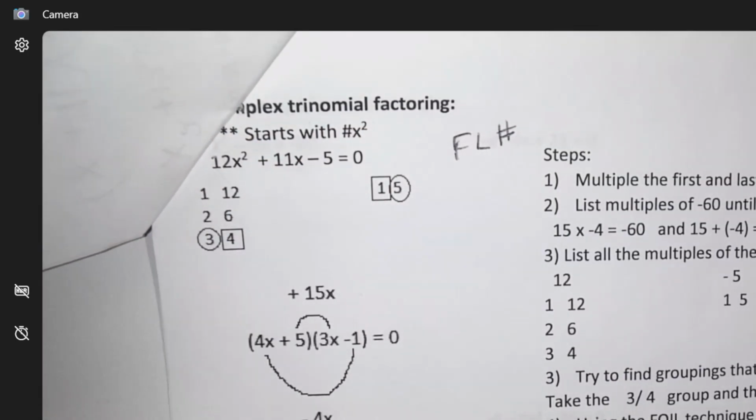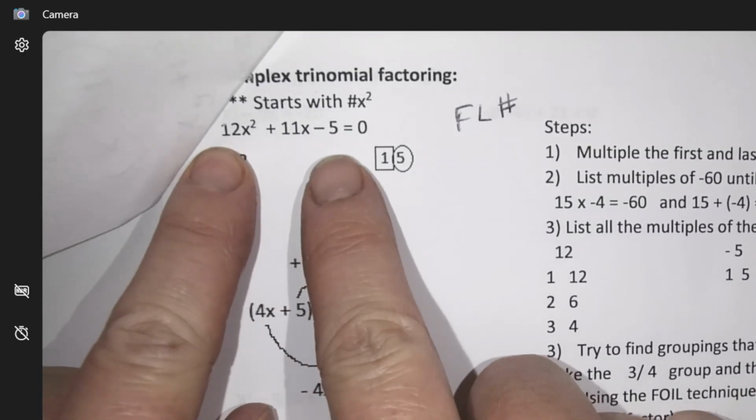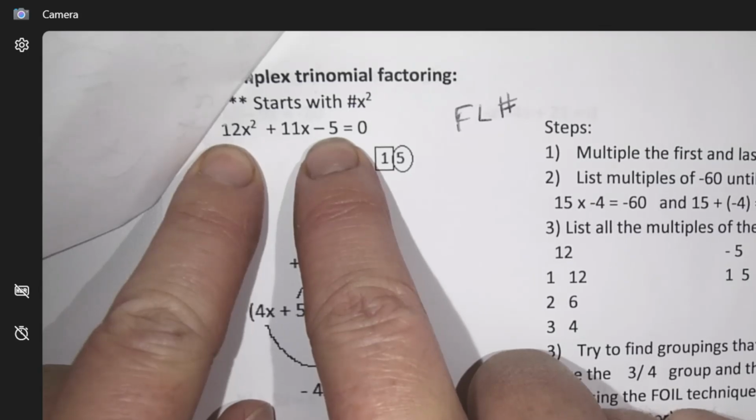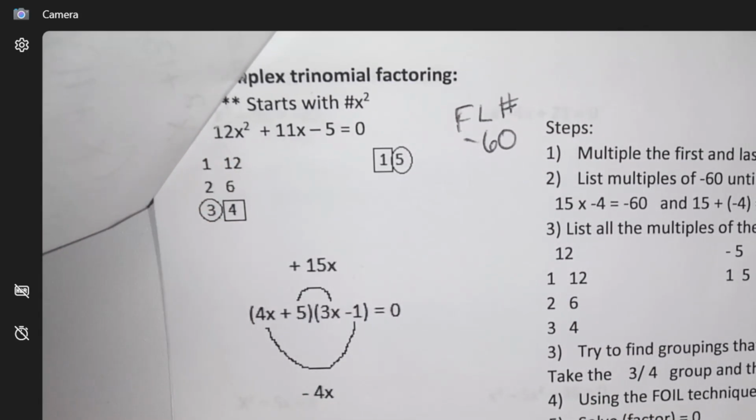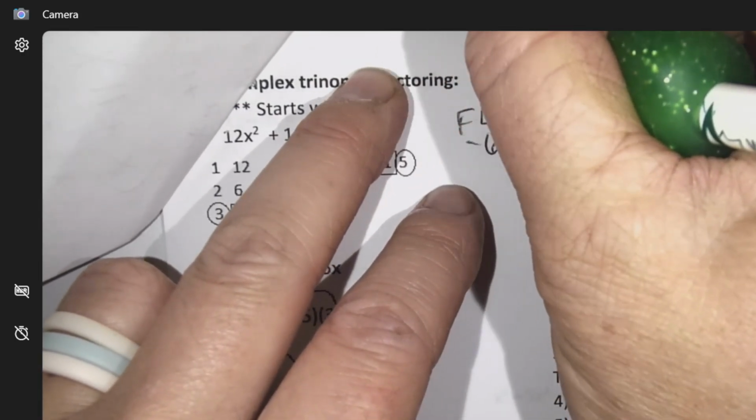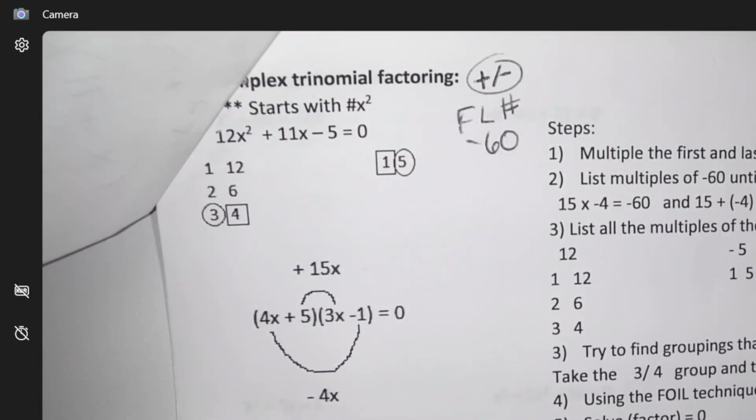Okay, so what does FL mean? It means the first times the last. So 12 times -5 is -60. Okay? What do I know about the signs in my factors? How do you multiply to a negative value? What am I going to need? I'm going to need 1 positive, and I'm going to need 1 negative, right? That's how you're going to get a negative number.